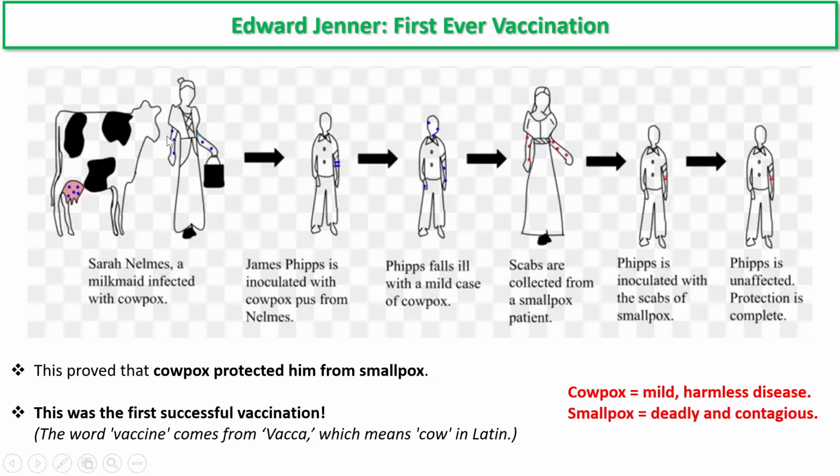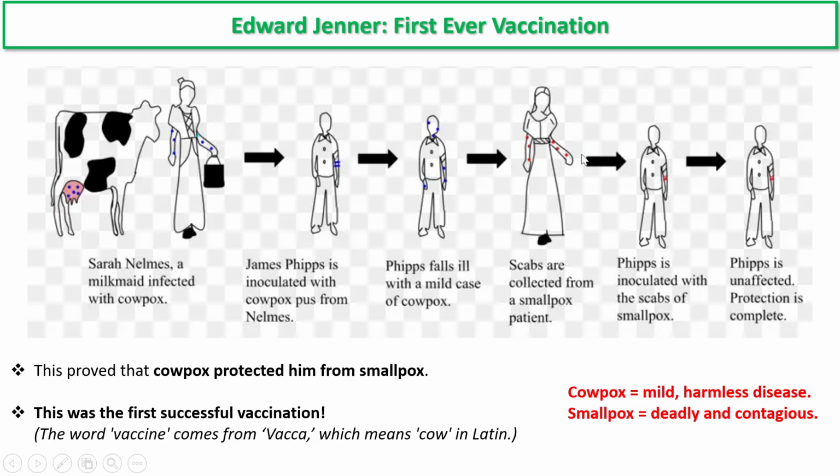So when these women were milking these cows, their hands were also getting infected with cowpox. So Edward Jenner, there was a small boy named James Phipps. Edward Jenner took pus from this infected woman with cowpox, and he inoculated it into the hand of this small boy, an 8-year-old boy. Then he saw that Phipps fell ill with a mild case of cowpox. This boy developed cowpox infection and he fell ill. But this was very mild, not very dangerous.